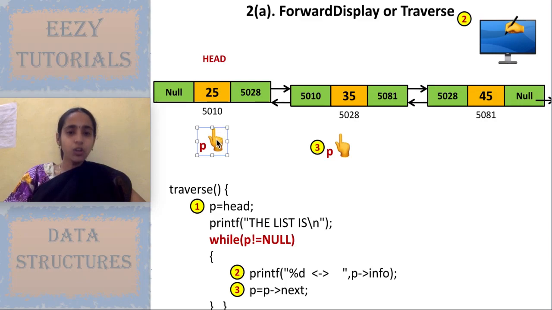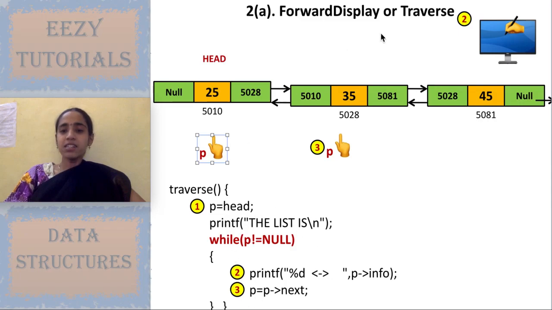Now what I have to do? I have to move this P here. So in the P 5010 is stored. Now instead of storing 5010, if I am storing 5028, P will be automatically moved here. So P is equal to 5028. How will you access this? P arrow next. So P is equal to P arrow next. If you are putting this, P will be getting the value 5028 and P will be moving here.